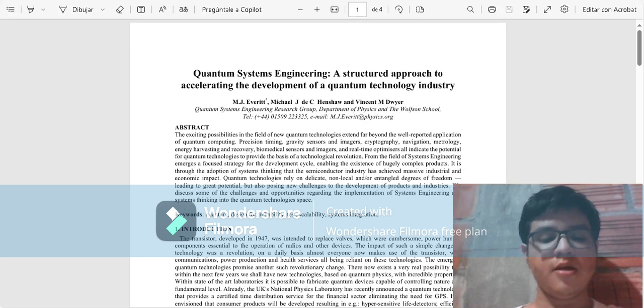Number 5. Modeling and simulation. We need better computer tools to model and simulate quantum systems, especially when they interact with classical ones. This is essential to accelerate development and remove the need for every engineer to be an expert in quantum theory.